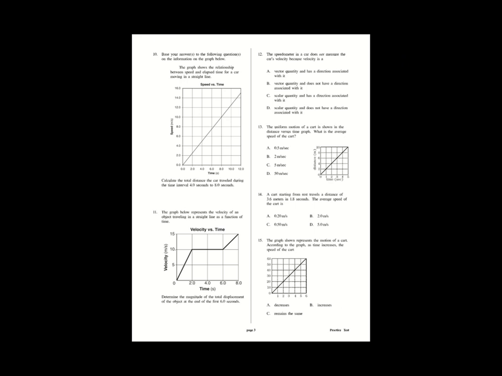All right, number 10. Here we have the graph for speed versus time. And we're looking for the total distance the car traveled during the time interval of 4 to 8 seconds. On this speed versus time graph, the slope, which is change in y over change in x, speed over time, gets you acceleration. But how do we find distance? How do we find displacement?